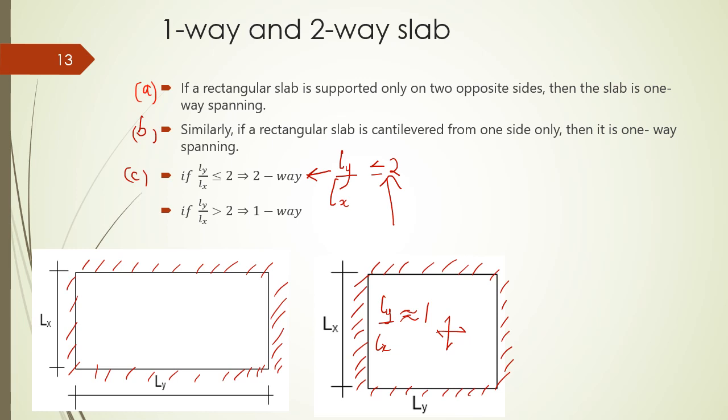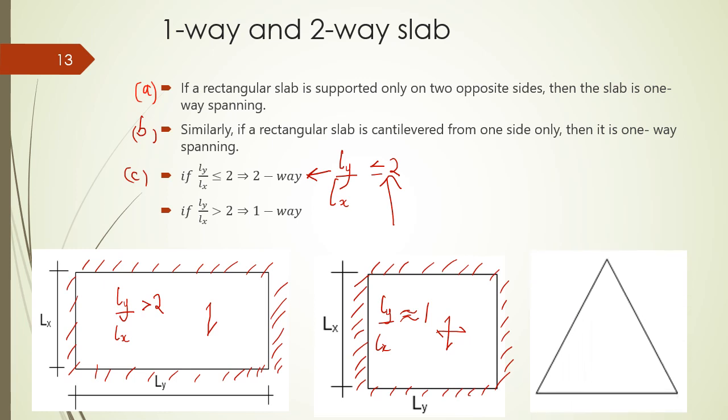Back to our first rectangle, if you were to assume Ly is much longer than Lx such that Ly over Lx is greater than 2, this will give us a one-way spanning slab. In this case, this will be condition D and this will be condition C. Lastly, we have complex slabs. A triangle is considered a complex slab because of its differences in symmetry along different axes.